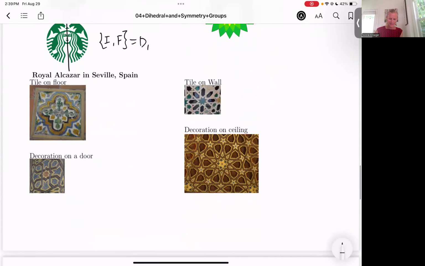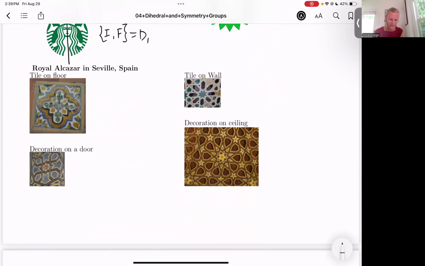I went to Spain last summer, summer of 2024, and you can find a lot of symmetry in tile work. So if we look at these, we're not going to describe the symmetry groups of these, but you could sit down and describe the symmetry groups of all of these. But if you just look at those, there's a lot of reflectional and rotational symmetry going on in all of these. So these were just tiles on the walls or on the floors, decorations on doors and ceilings. So lots of fun things there.